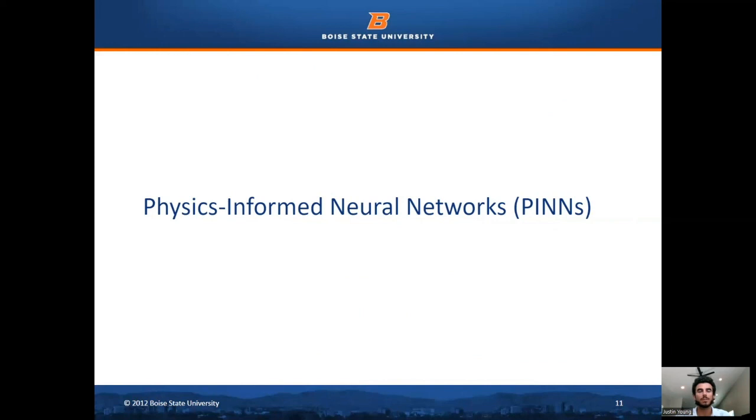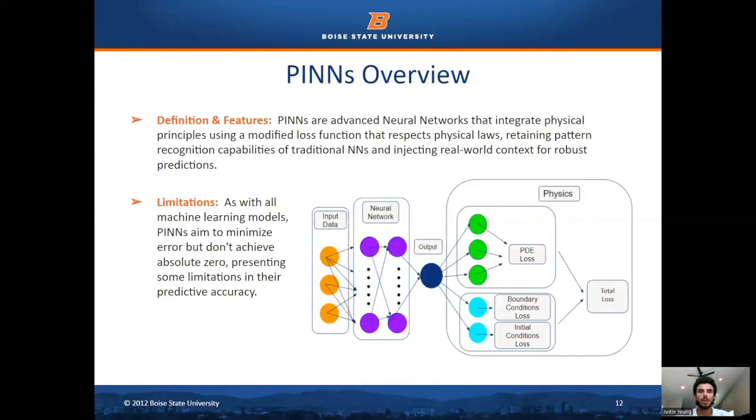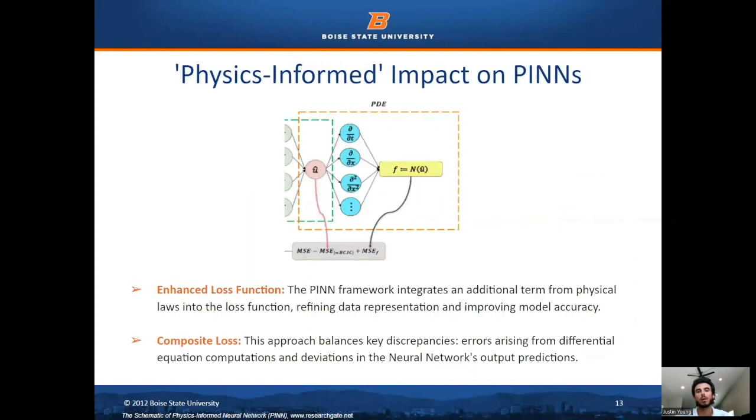Now let's dive deeper into physics-informed neural networks. Physics-informed neural networks are advanced neural networks that incorporate physical principles into their frameworks. They use a modified loss function that ensures their predictions represent these physical laws. Some key distinguishing features are that PINNs still retain the same pattern recognition capabilities of traditional neural networks, but they also inject real-world context into their predictions, resulting in more robust and reliable outputs. Now let's explore how PINNs impact the world of physics through their enhanced loss function.